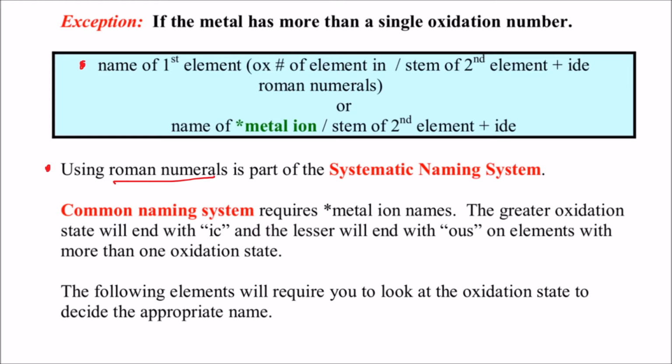There's a second way of doing it, and that's going to be the common naming system, which is this one right here. We'll get to that one in just a little bit, but I want to practice the systematic one with you first. In order to use this systematic naming system, we've got to know the oxidation number. So we're going to look at some elements down here that are going to give us the oxidation state for those middle elements, those transition metals.